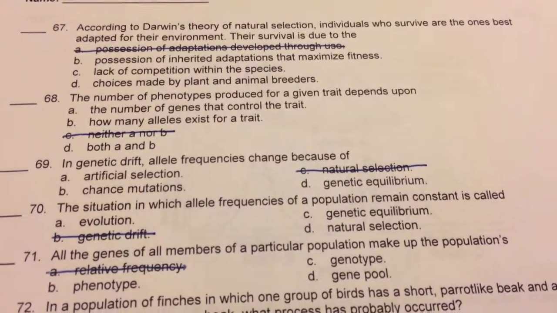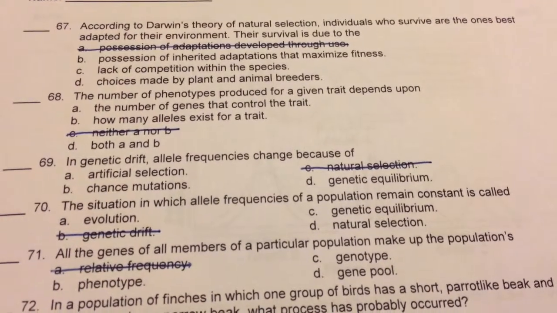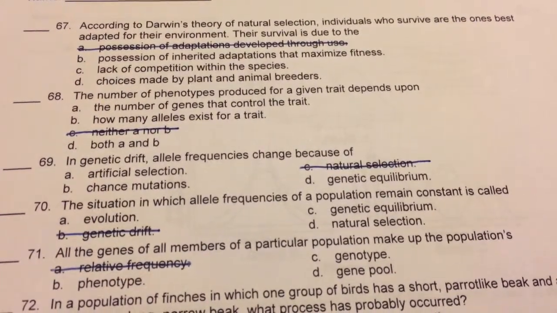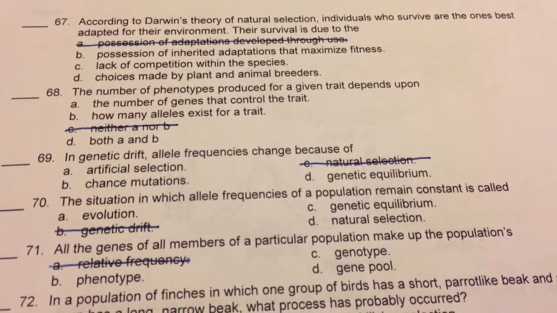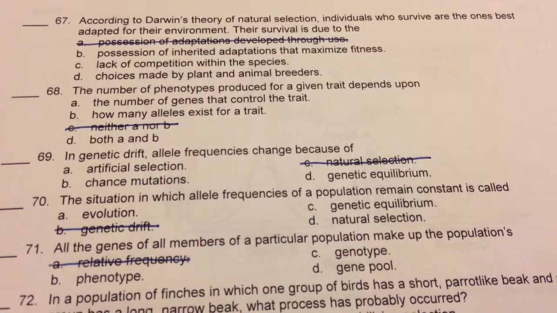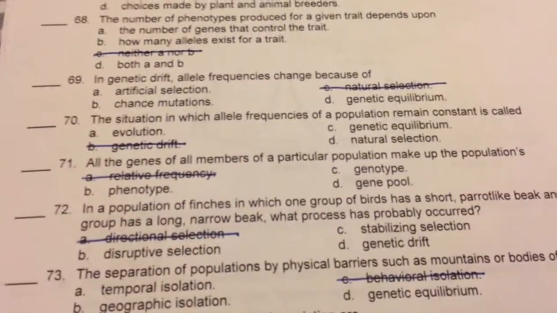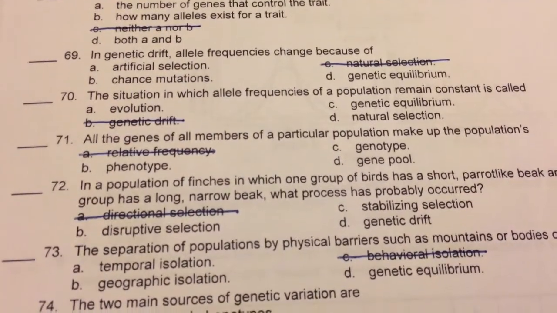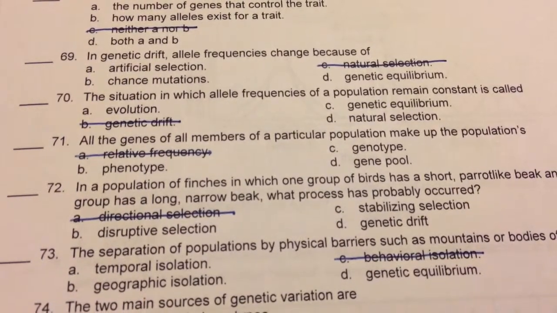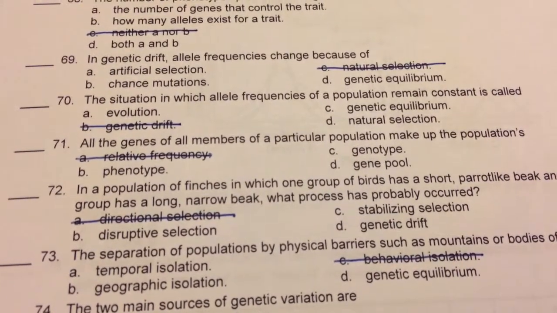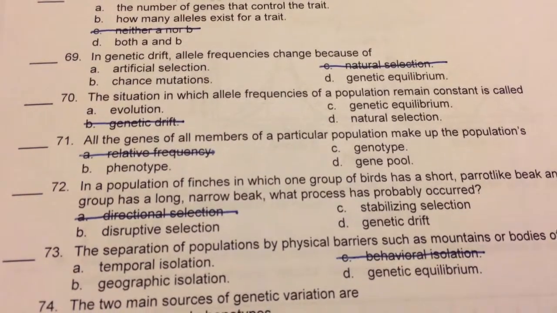Number 68. The number of phenotypes produced for a given trait depends on A. The number of genes that control the trait. B. How many alleles exist for a trait. Or D. Both A and B. Number 69. In genetic drift, allele frequencies change because of A. Artificial selection, B. Chance mutations, or D. Genetic equilibrium.